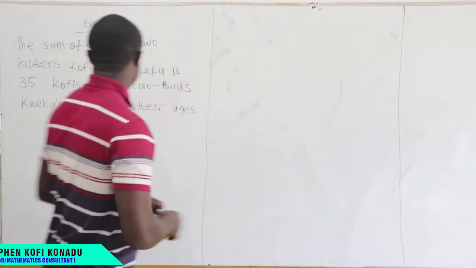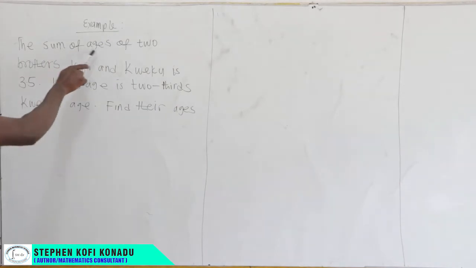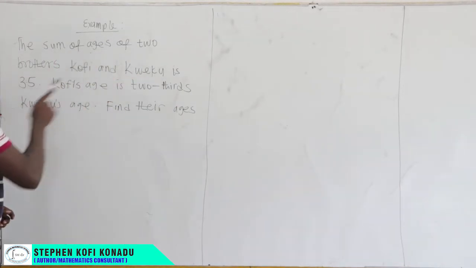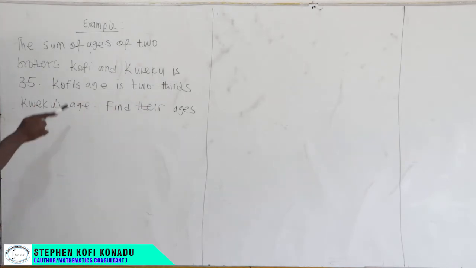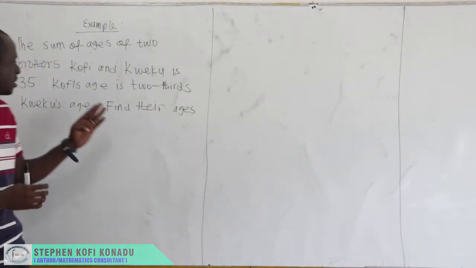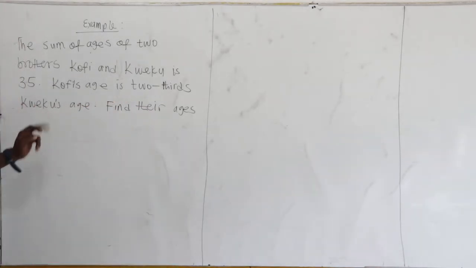Now, let's consider this example. The sum of ages of two brothers, Kofi and Kweku, is 35. Kofi's age is 2/3 Kweku's age. Now, you can see that Kofi's age is dependent on Kweku's age. So first, let's find Kweku's age.